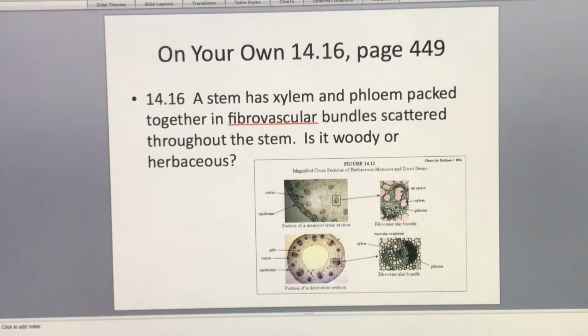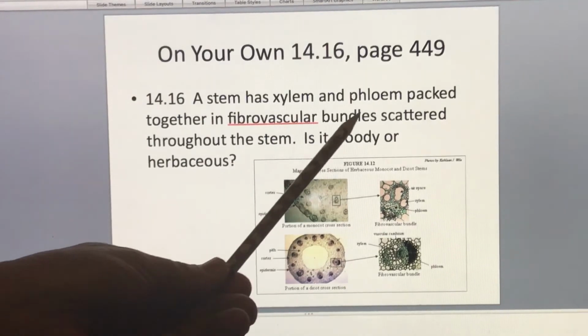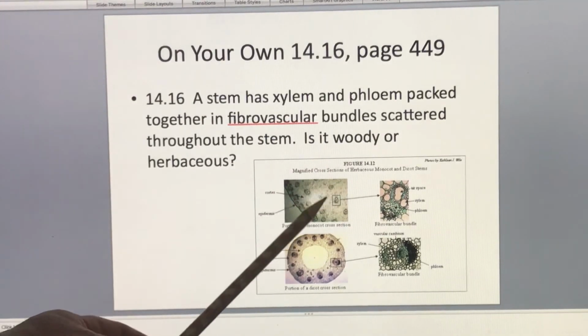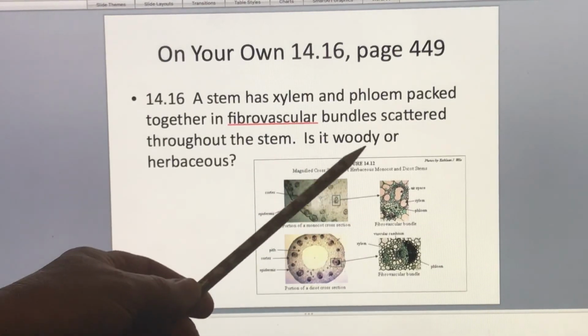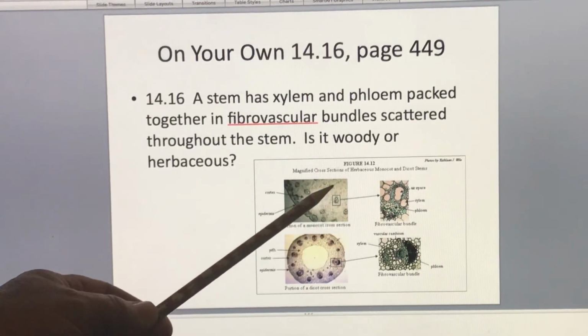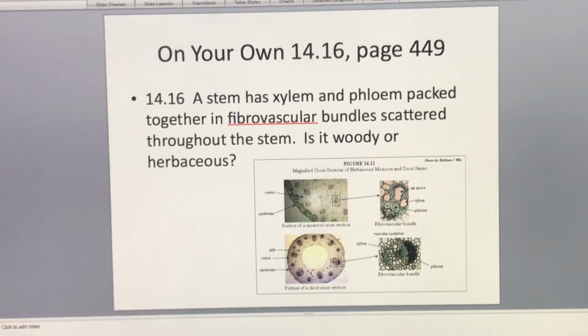Okay, 14.16. A stem has xylem and phloem packed together in fibrovascular bundles scattered throughout the stem. Is it woody or herbaceous? Well, we know in this case it would be herbaceous because they're scattered throughout the whole stem, like in this pattern here. I know this is only a quarter of the whole stem, but those bundles are throughout the whole stem, whereas the dicots, which represent the woody, are in a certain pattern that are just on the perimeter.